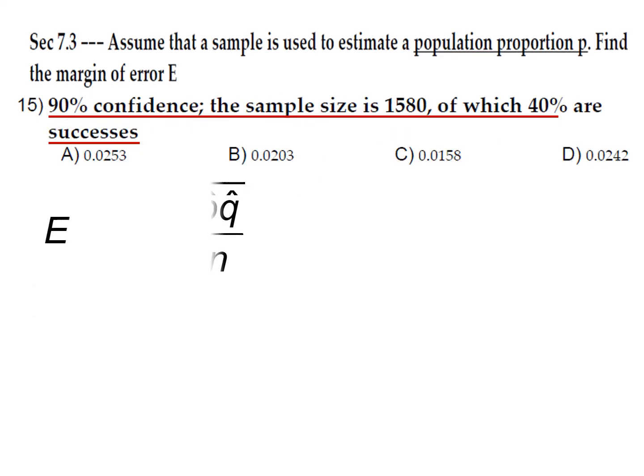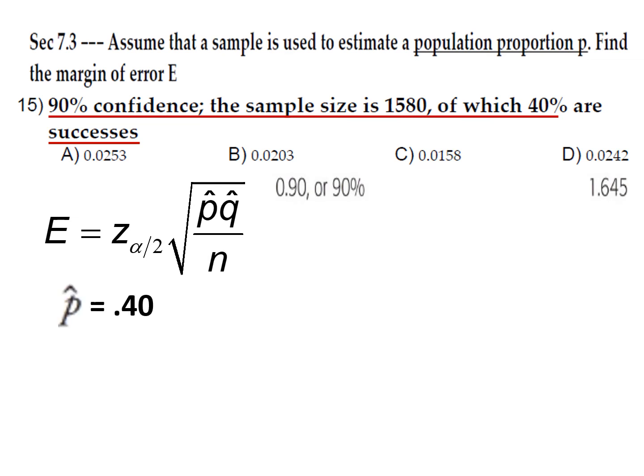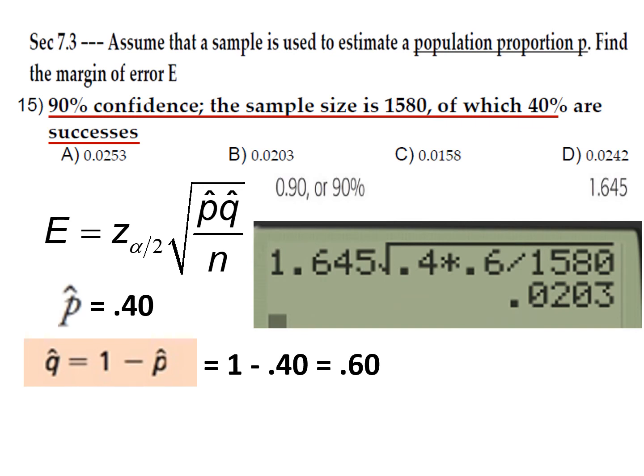Same idea, population proportion. There's how you calculate the error. The z-score associated with 90% is 1.645. Once again, he tells me what p hat is, 40%. But make sure you use 0.40, not 40, obviously. If that's the case, then q hat is 1 minus 0.40, 0.60.